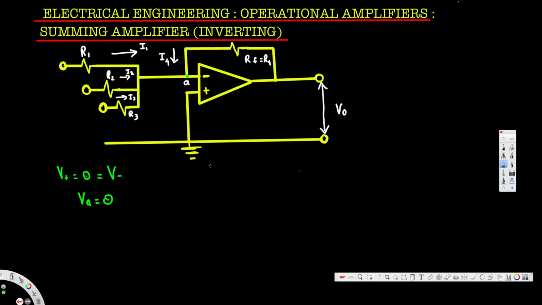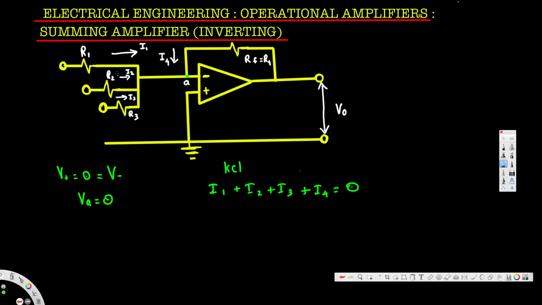Kirchhoff's current law says all the current entering a node should be equal to the current exiting the node, or the addition of all the currents should be equal to zero. Now here we have I1, I2, I3, I4. If we add them together, I1 plus I2 plus I3 plus I4, that must be equal to 0.